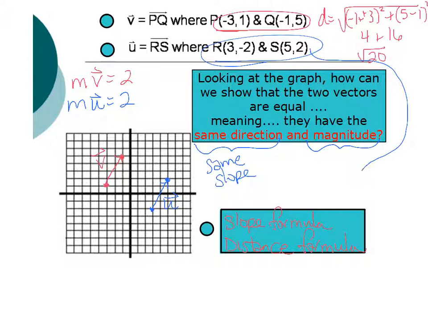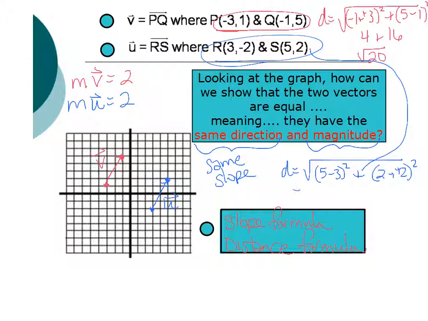But then I have to do the same thing with this one. I'm going to come down here where I have some more space. So the distance between those 2 points is the big square root of x minus x, 5 minus 3, squared, plus y minus y, 2 minus negative 2, squared.